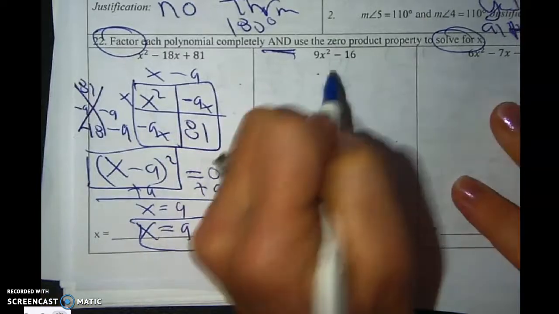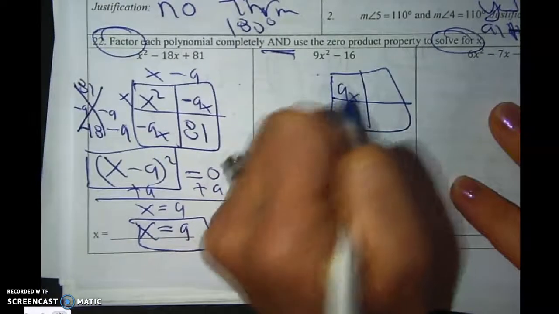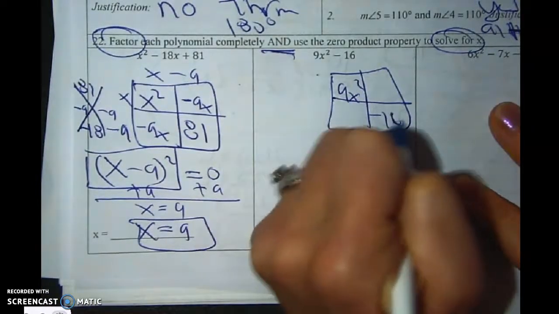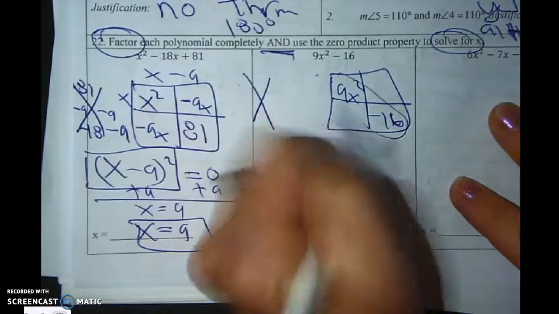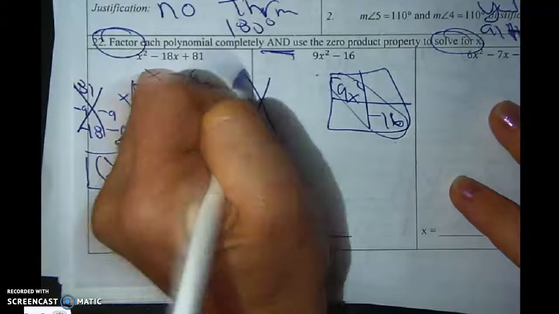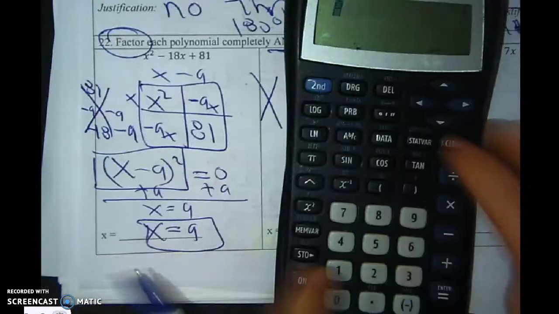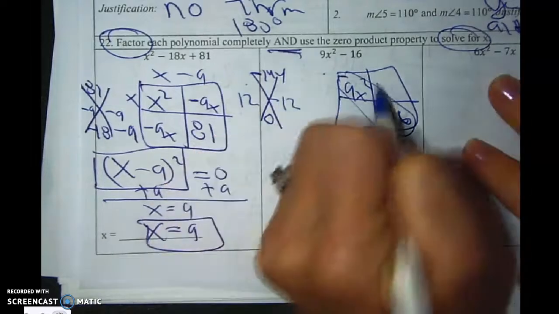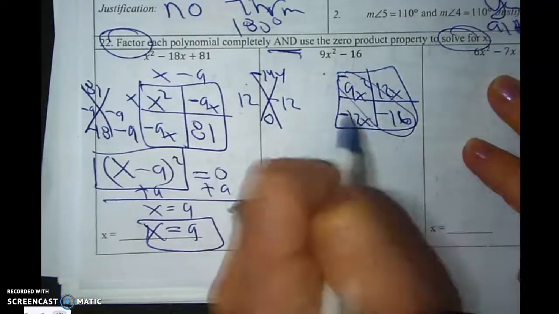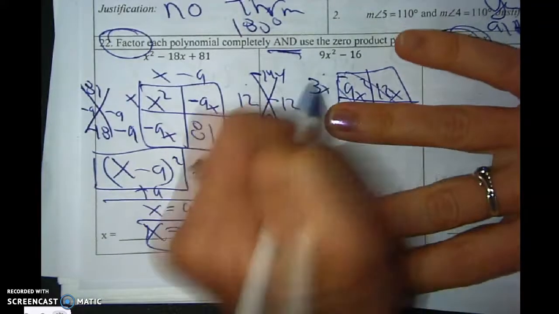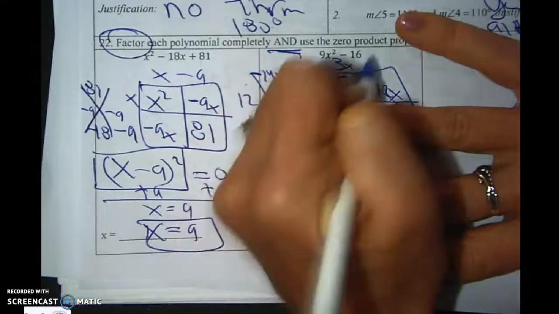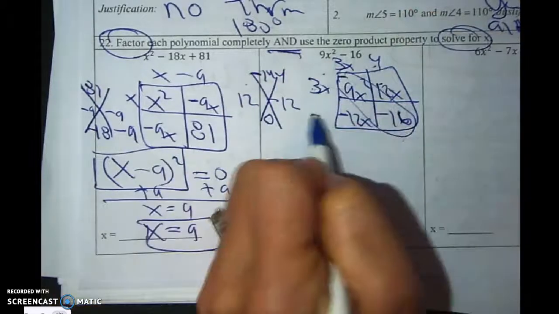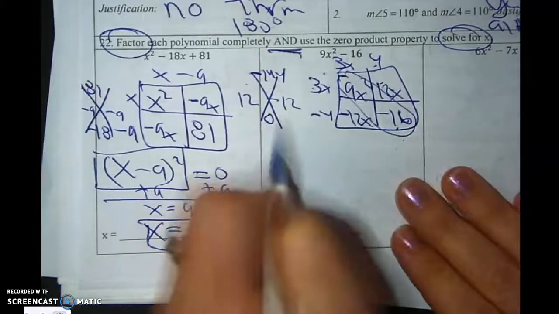Let's do the next one. Make your box. Hopefully you guys are checking this. Multiply. 144? I'm not sure. Yes. Negative 144, and there's nothing in the middle, so these two have to be the same number. 12 and negative 12. 12x, negative 12x. 3x, 3x. 3 times 4 is 12. 4 times a negative 4 is negative 16.